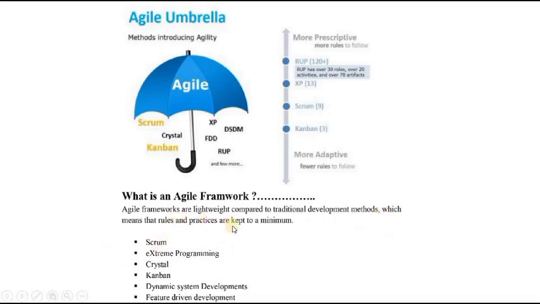What are the Agile frameworks? Agile frameworks are lightweight compared to traditional development methods, which means that rules and practices are kept to a minimum. Agile frameworks: Scrum, Extreme Programming, Crystal, Kanban, Dynamic System Development, Feature-Driven Development. Benefits of Agile development: flexibility to manage changing priorities, team-centered collaboration, instant visibility with context, superior product quality and faster time to market.